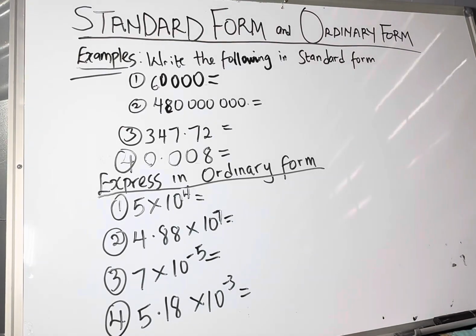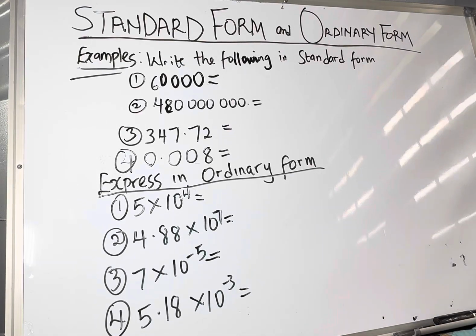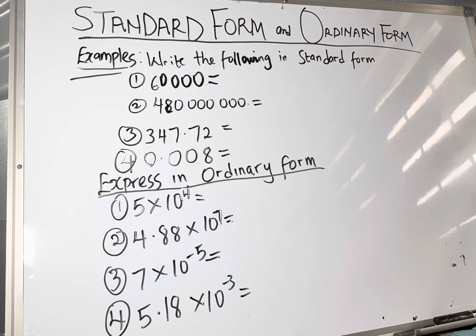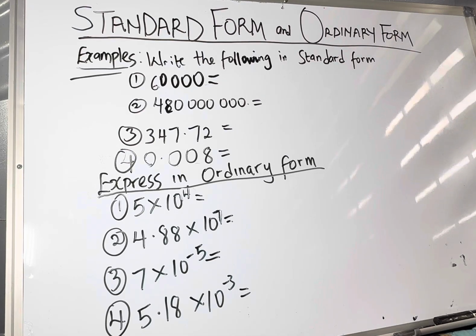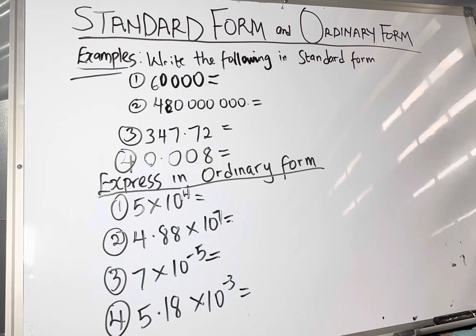Welcome to this tutorial. The topic is standard form and ordinary form. Standard form is a scientific notation while ordinary form is the usual form of number we deal with in our daily activities. Now looking at some examples under standard form.